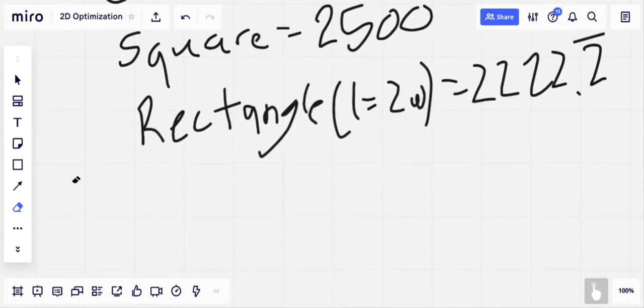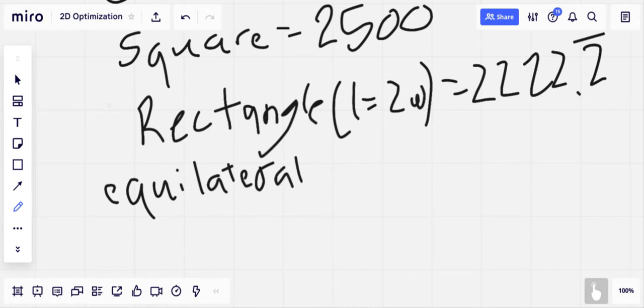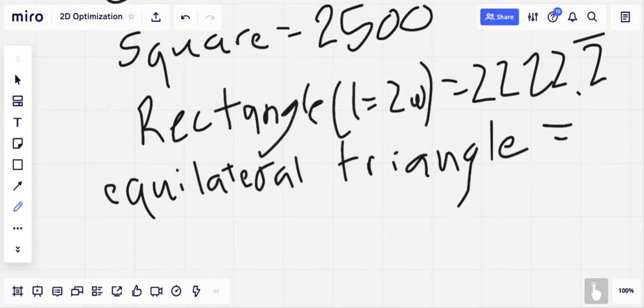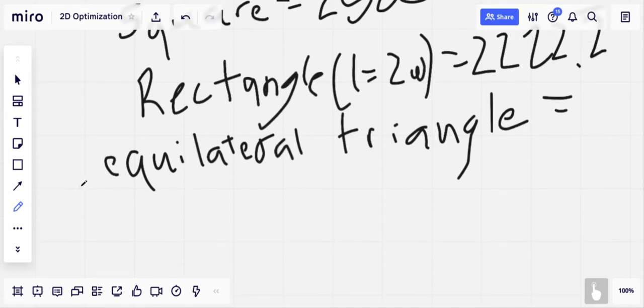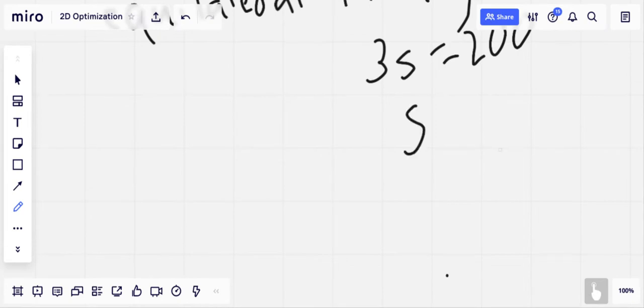Okay. So, equilateral triangle. The formula to find the perimeter of an equilateral triangle is just 3 times the side length, because all the sides are the same length. So 3s is equal to 200. That means that s is equal to 66.6 repeating.